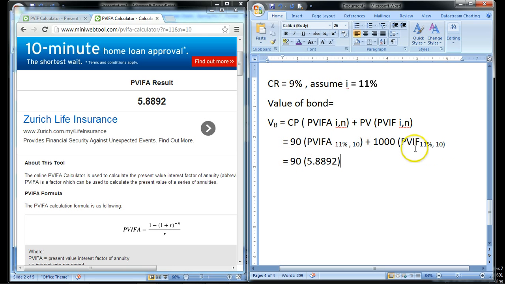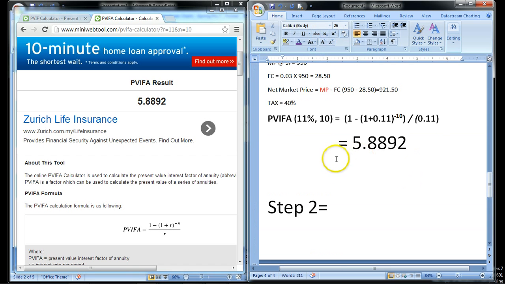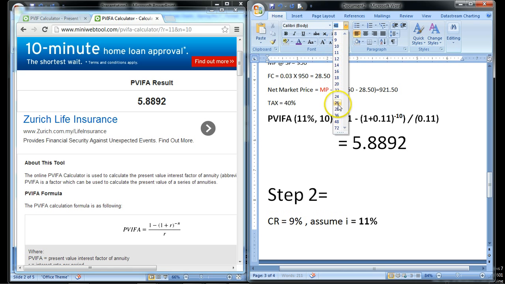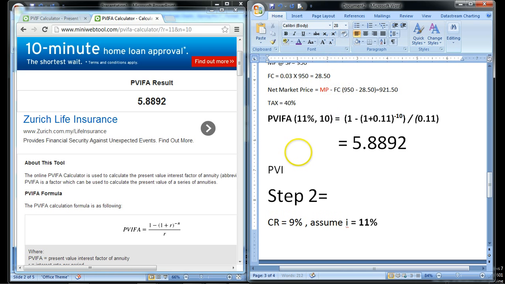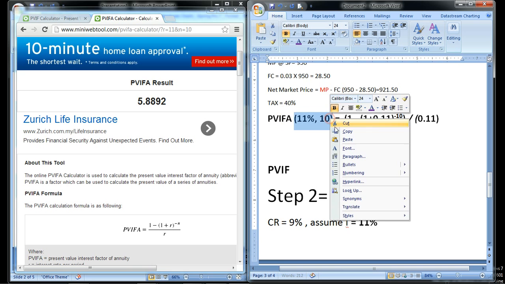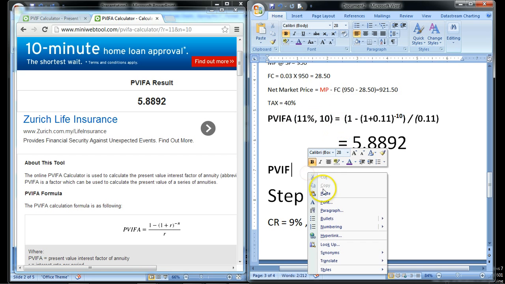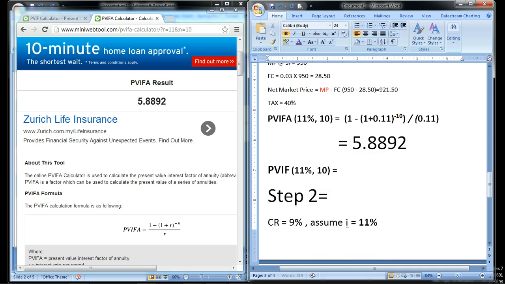So this answer you put inside here, 5.8892. How about PVIF? Alright, 1000. How to find your PVIF, class? Correct. You need to calculate first. So next you need to calculate your PVIF. PVIF is different, because the formula for PVIFA and PVIF is different, but it uses the same percentage and year. So what is the formula?